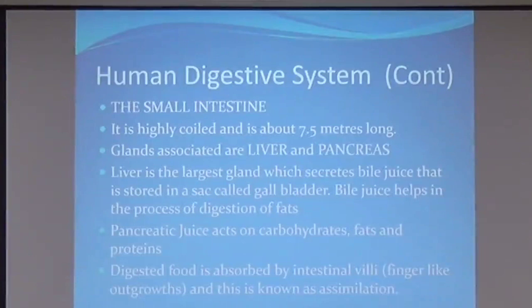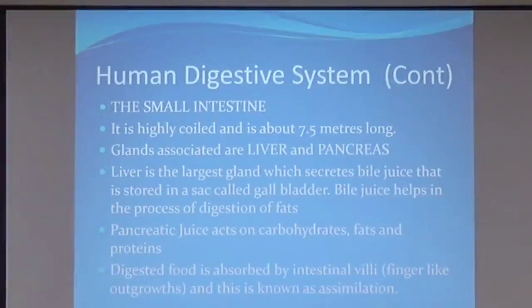Liver is said to be the largest gland in our body, which secretes bile juice that is stored in a sac called the gallbladder. Bile juice helps in the process of digestion of fats. The next gland associated is the pancreas.